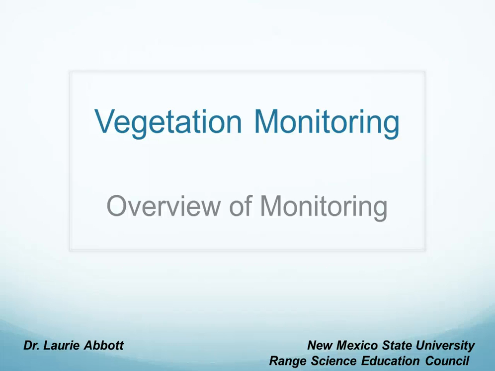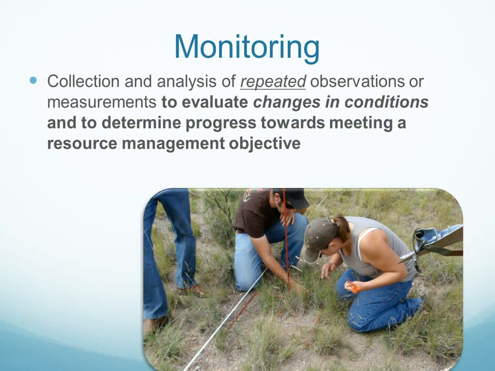Vegetation monitoring. An overview. Monitoring is the collection and analysis of repeated observations or measurements, and it is done to evaluate changes in conditions and to determine progress towards meeting resource management objectives. Please note that the repeated observations and measurements is a key aspect of monitoring.